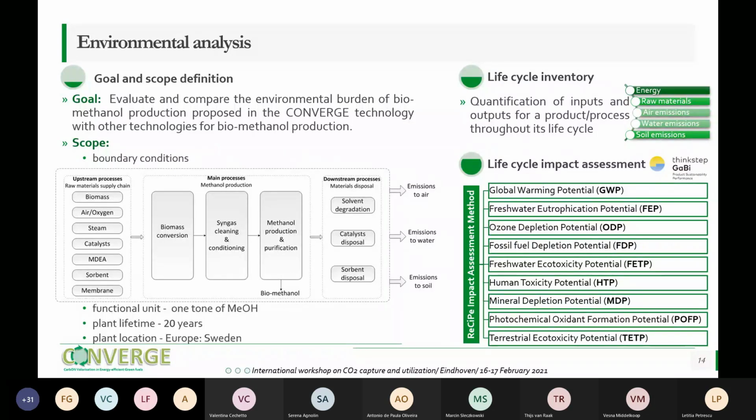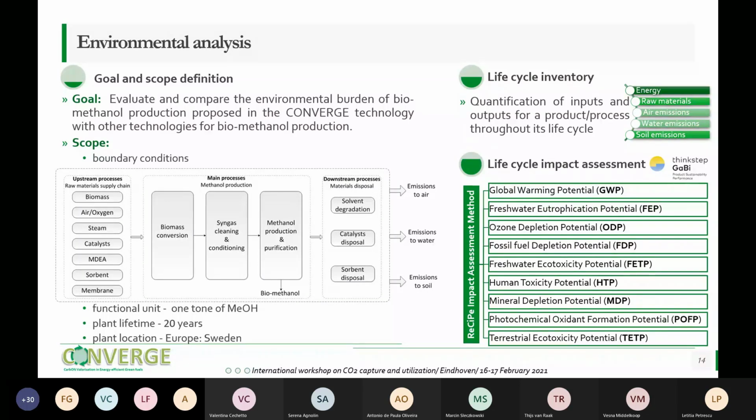The next step will be represented by the quantification of the inputs and the outputs, which is under the umbrella of life cycle inventory. Based on the life cycle inventory, various environmental impact indicators can be calculated and compared. The ReCiPe life cycle assessment method is going to be used within this project, and the environmental impact indicators are listed on the right-hand side of the slide.